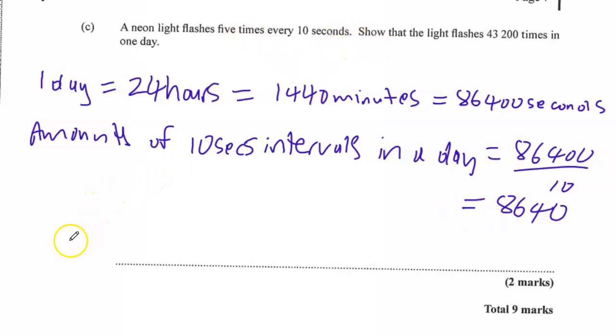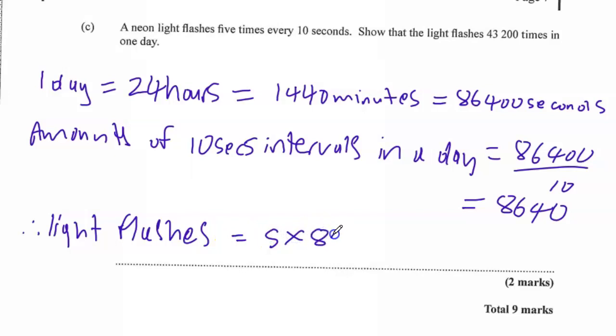Alright? We're told that the light flashes 5 times every 10 seconds. So therefore the light flashes 5 times 8,640, which is 43,200 times.